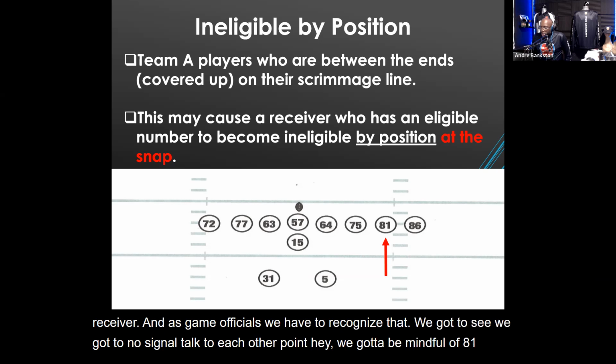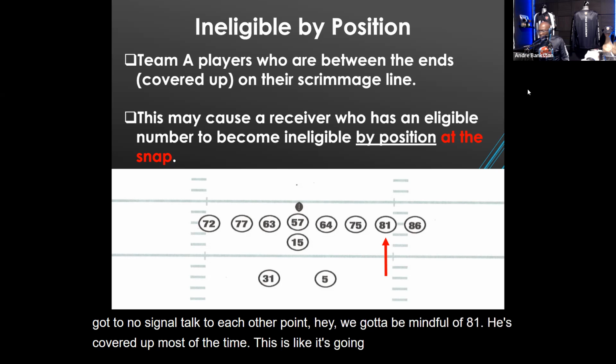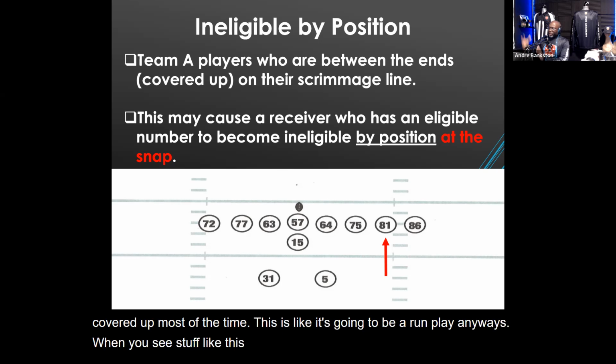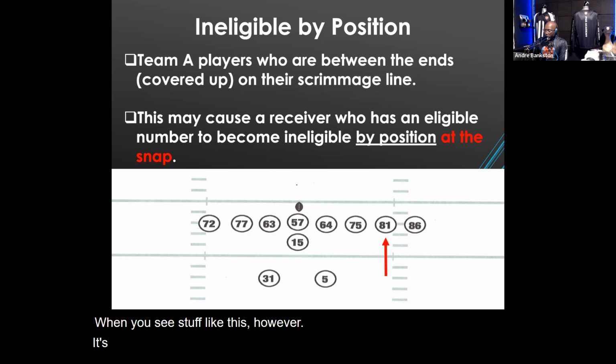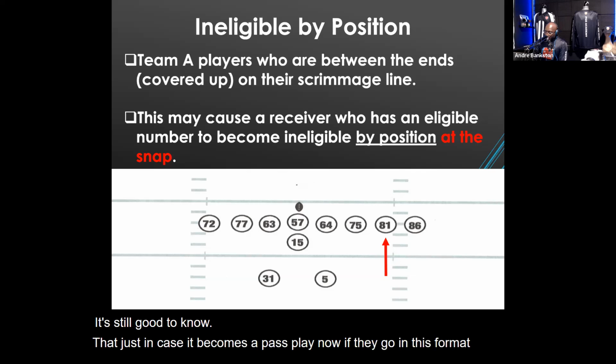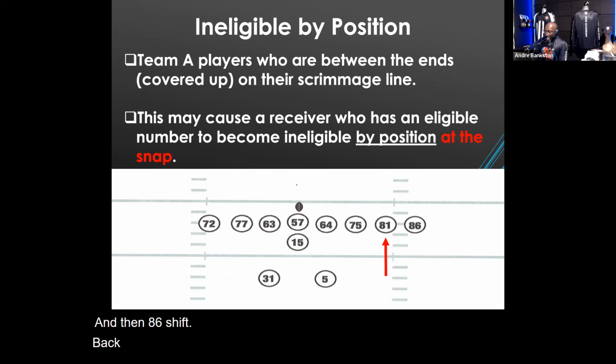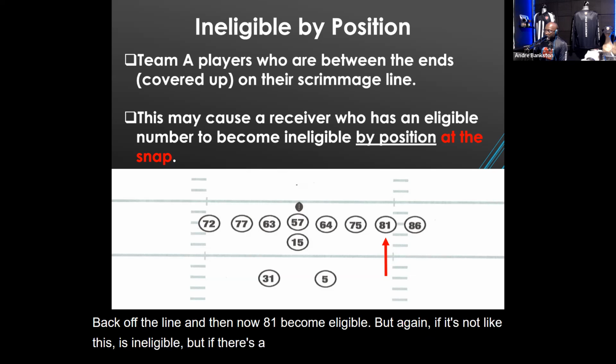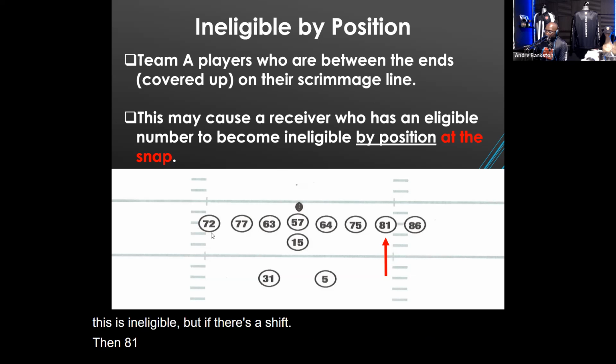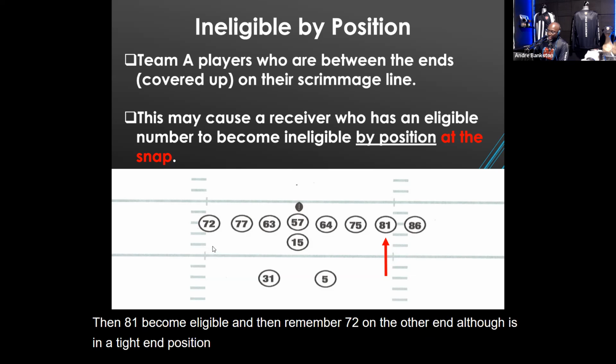He's covered up. Most of the time, this is going to be a run play anyways. When you see stuff like this, however, it's still good to know, just in case it becomes a pass play. Now, if they go in this formation and then 86 shifts back off the line, then now 81 becomes eligible. But again, if it snaps like this, he's ineligible. But if there's a shift, then 81 becomes eligible. And then remember, 72 on the other end, although he's in a tight end position, is ineligible by number.